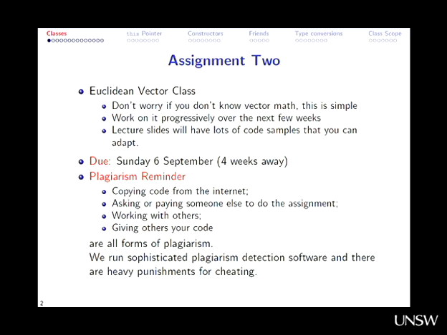Okay, so here's the standard reminder. Do not copy code from the internet, particularly C++ code. Do not ask or pay someone else to do the assignment for you. This is an individual assignment, so do not work with other people on the assignment, and do not give your code to other people. Okay? And we run plagiarism detection software. Every semester, every class, every assignment, we pick up people for plagiarism. I don't like picking up people for plagiarism because it wastes my time, so please just don't do it yourself. So there's your reminder: don't plagiarize.